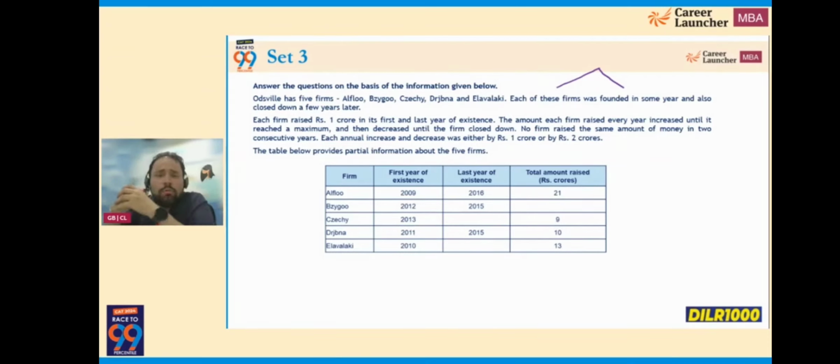No firm raised the same amount of money in 2 consecutive years. Each annual increase or decrease was either by 1 crore or 2 crore. So every year, it's either going to increase by 1, decrease by 1, increase by 2, or decrease by 2. It's going to be one of these. And what is the info given in the table below? A, it starts from 9 to 16. B, 12 to 15. C, 13 to what? I don't know. But the total amount raised is there. D, 11 to 15, I don't know. E, 10 to what? Total is there.